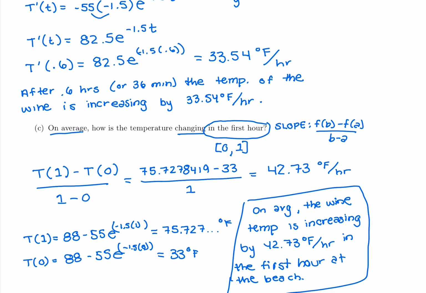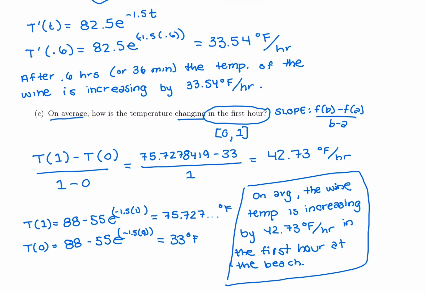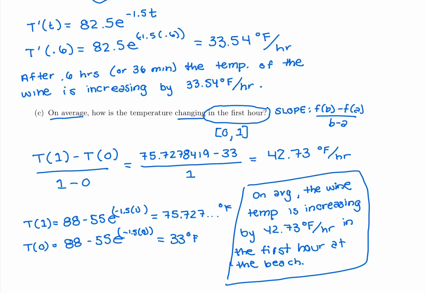So we said the instantaneous rate of change at exactly 0.6 hours or 36 minutes in was about 34 degrees per hour. But over that whole hour, on average, it's increasing by about 43 degrees per hour. So the moral of the story is, if you're going to bring alcohol to the beach, you have to drink it pretty fast.